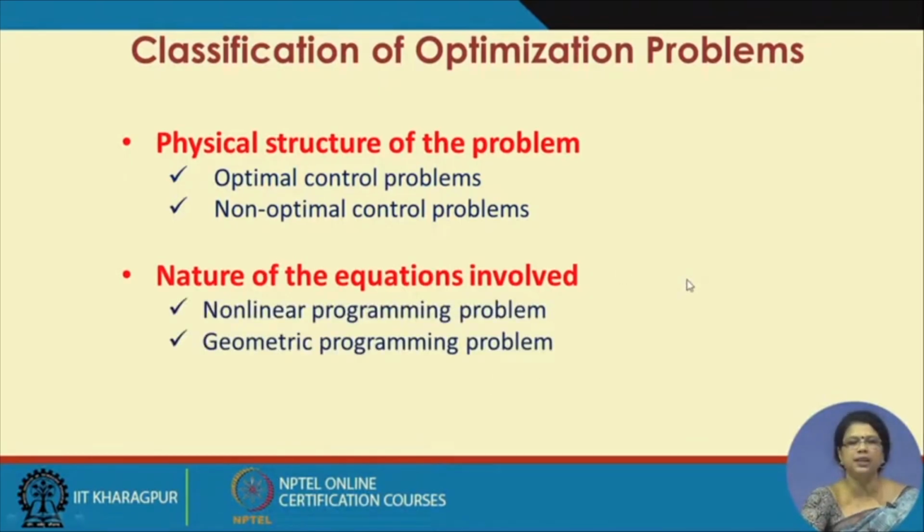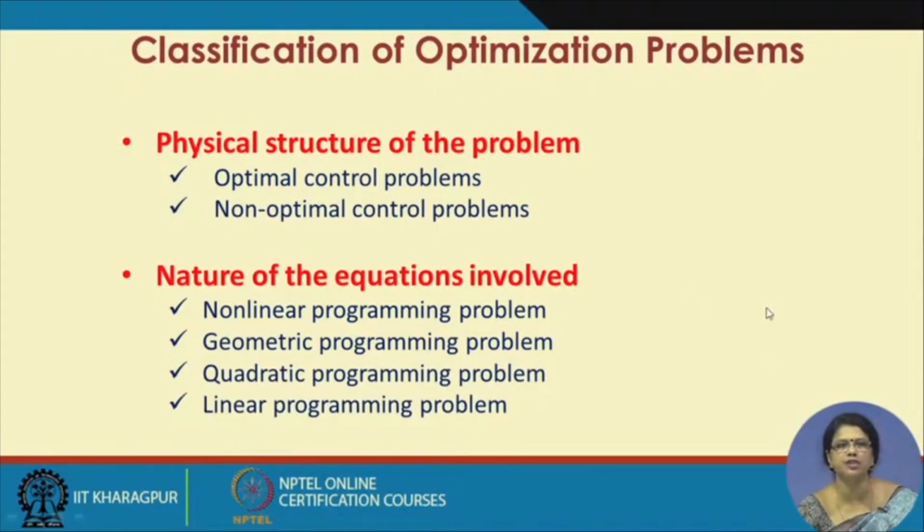Now, if we just look at the structure of the optimization model, we will see that there are different kinds of structure we are dealing with. Structure in the sense of the functions which are involved in the optimization problem. Functions, you must have seen the linear functions in linear programming, nonlinear functions in nonlinear programming.